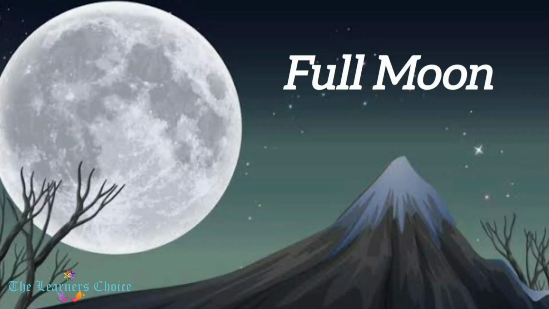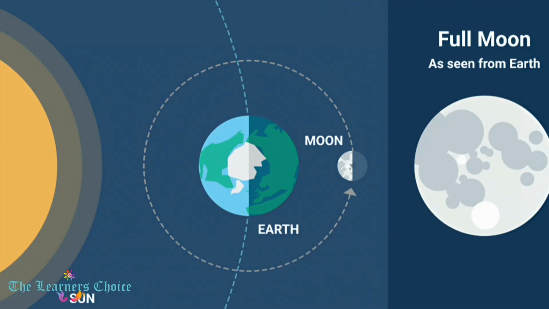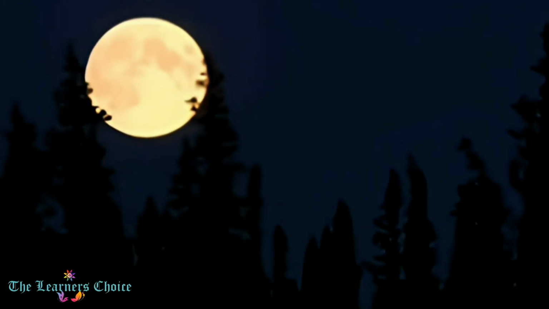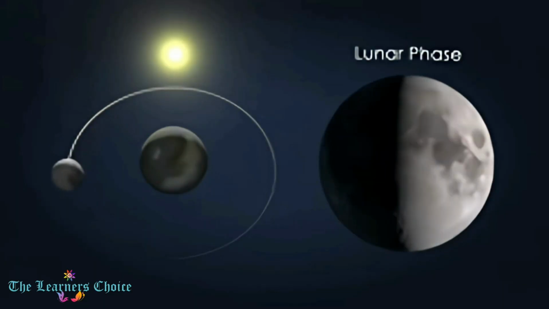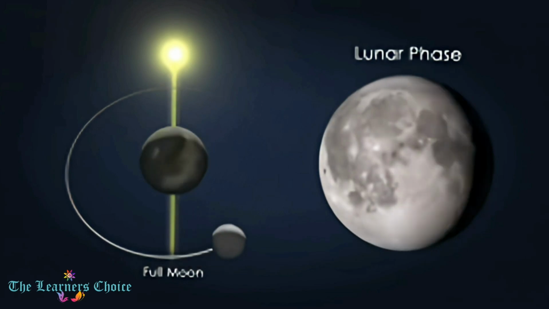Full moon. A full moon occurs when the entire face of the moon is illuminated by the sun, appearing as a bright round disk in the sky, and happens when the Earth is positioned between the sun and the moon, causing the moon to be fully lit. It takes the moon approximately 2 weeks to phase from a new moon to a full moon.